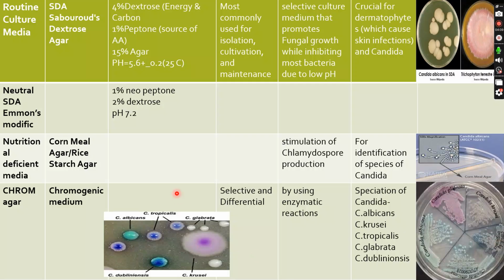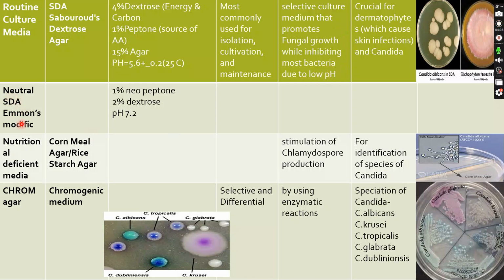The routine culture media which is used is the SDA, that is Sabouraud's dextrose agar. The composition is dextrose, peptone and agar, at a specific pH. So here we can see the significance of all the components of the media. These are the plates, and it is a selective culture media that promotes fungal growth while inhibiting most bacteria due to the low pH.